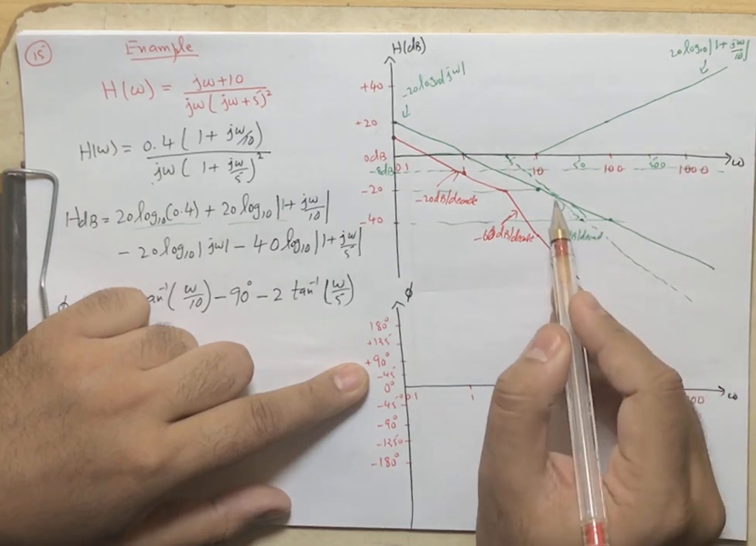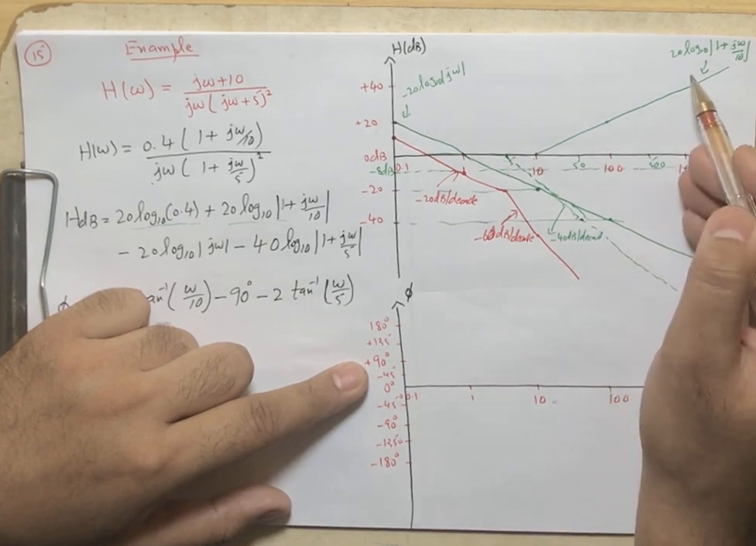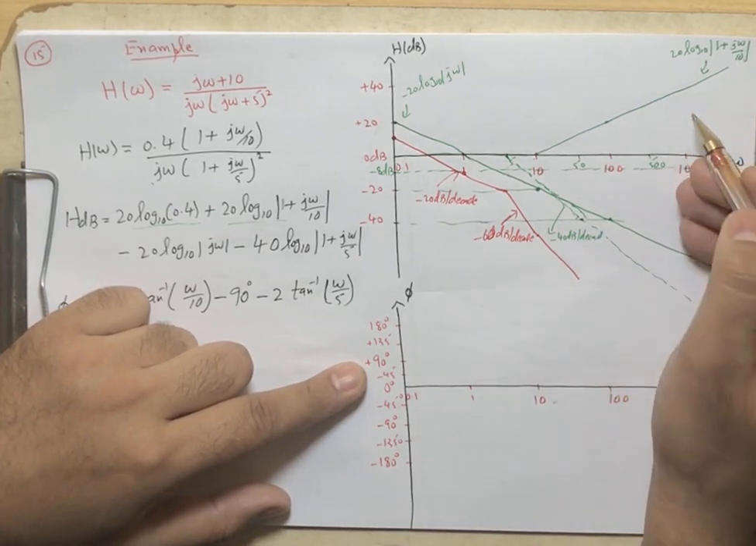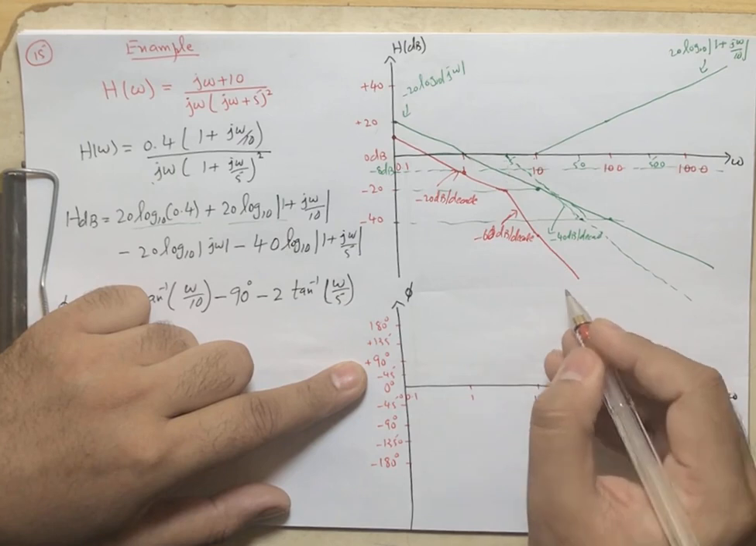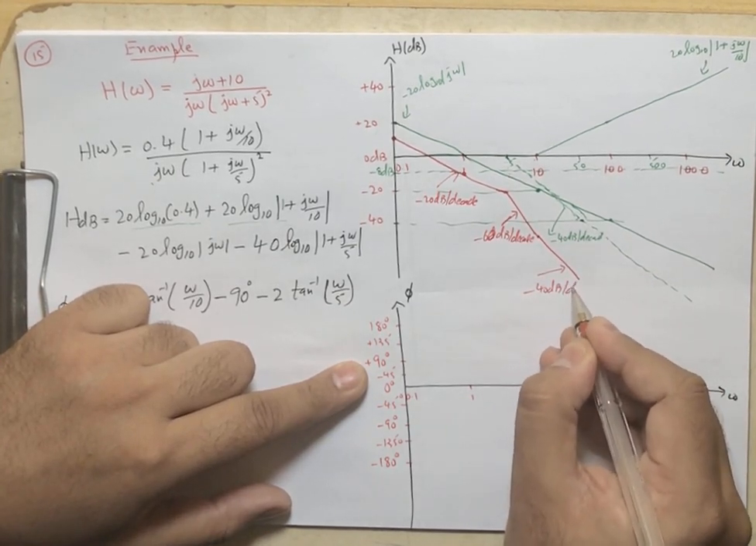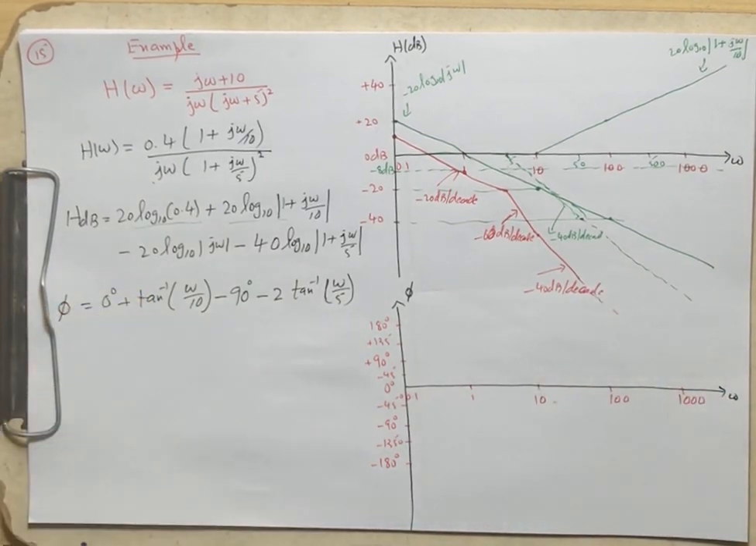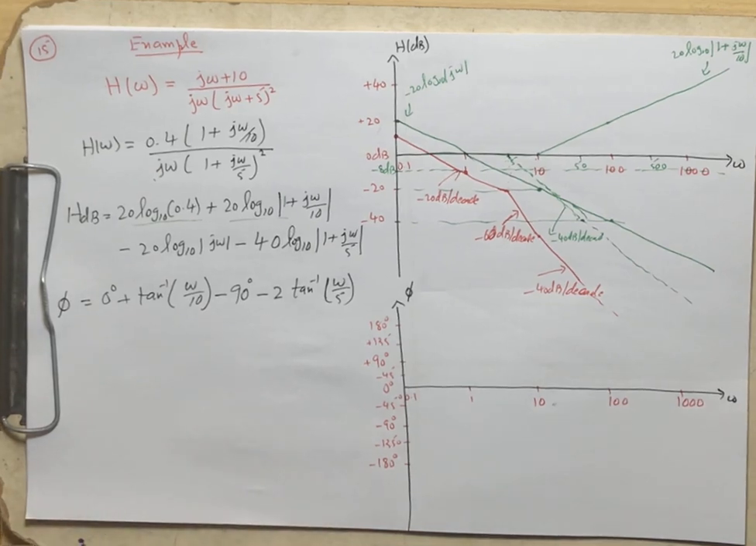So a slope of minus 20 dB and one slope of positive 20 dB. So from 10 onwards, this slope will be minus 40 dB per decade, and so on and so forth. So this line is the final magnitude plot. Similarly, you can have a phase plot as well.